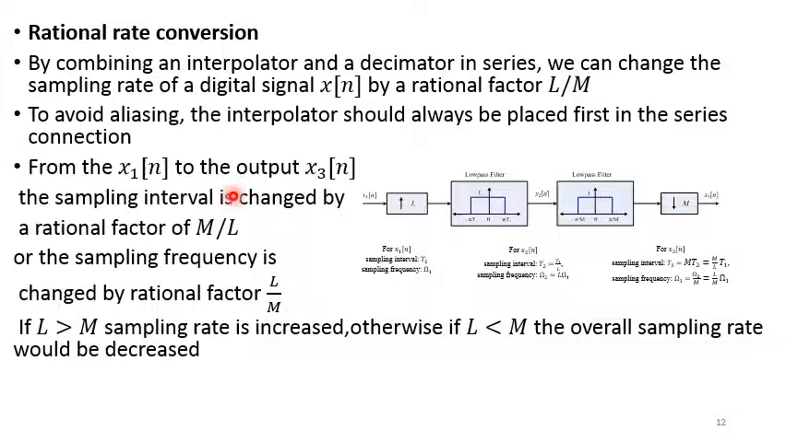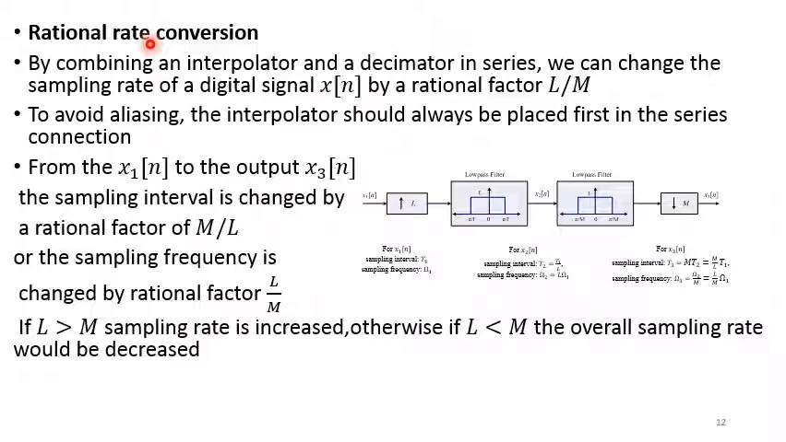So we'll quickly go through these slides because you have done the interpolator and you have also done the decimator. So how can you achieve rational rate conversion? By combining an interpolator and a decimator in series, we can change the sampling rate of a digital signal by the rational factor L by M. To avoid aliasing, the interpolator should always be placed first in the series connection.